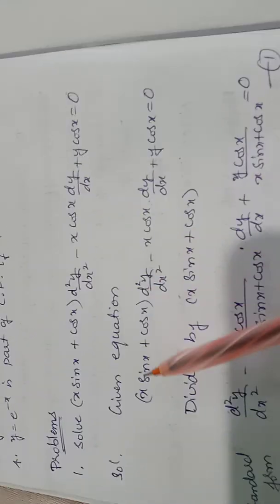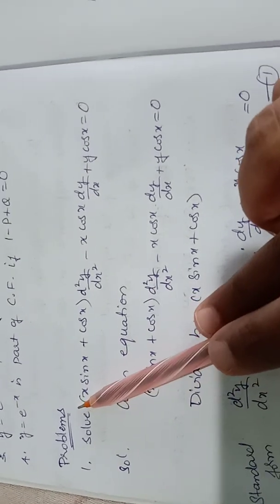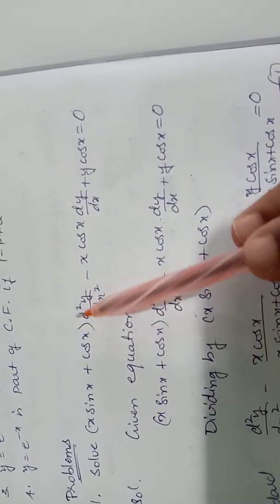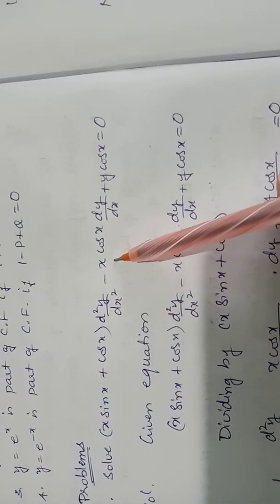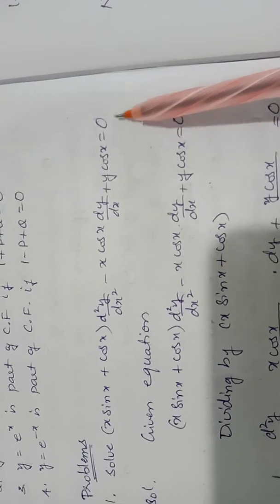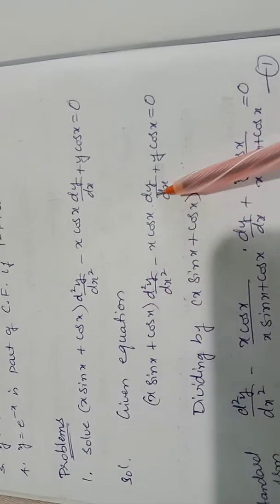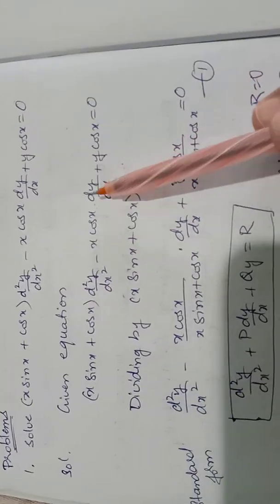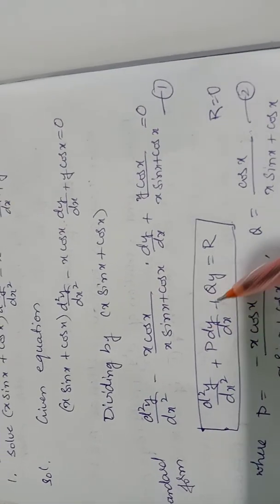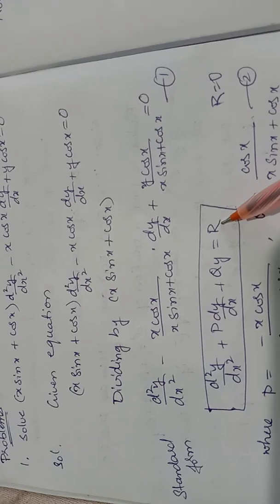Now we will see the problem. First problem. The problem is x sin x plus cos x d square y by dx square minus x cos x dy by dx plus y cos x equal to 0 is given. We are writing the given equation. Then the equation should be in the form d square y by dx square plus p dy by dx plus qy equal to r.